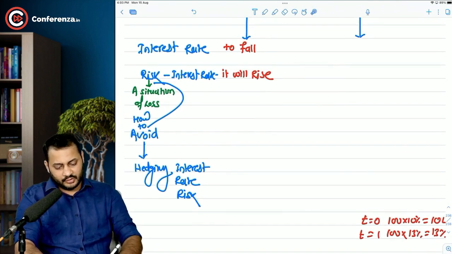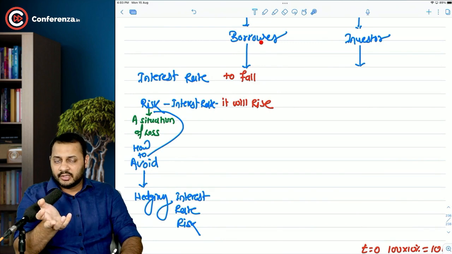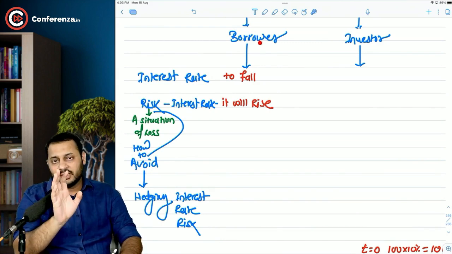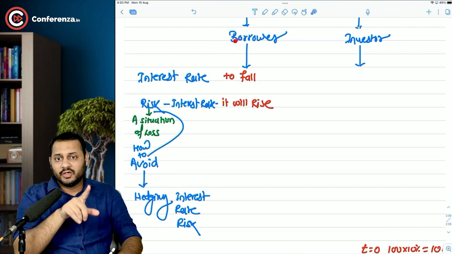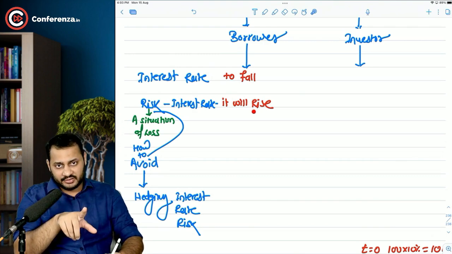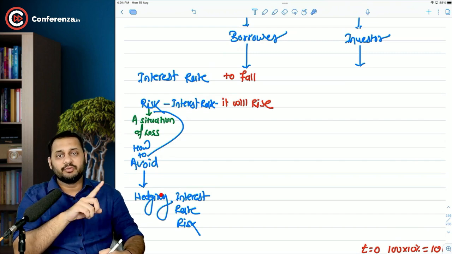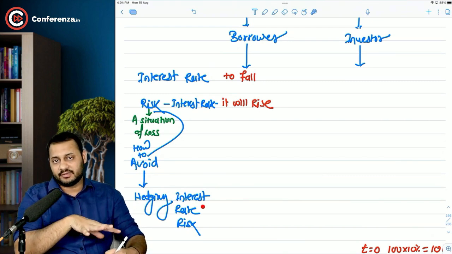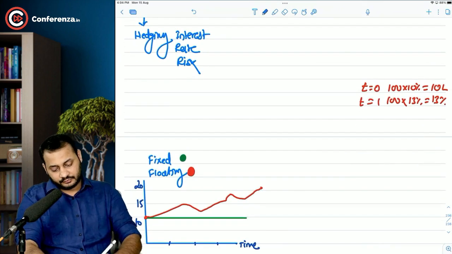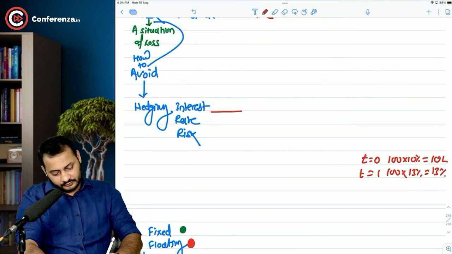Now you tell me, the borrower might take a loan in the coming time, or he already has a loan in his account, and the risk to the borrower is that the interest rate will rise in the future and he will end up paying more interest. That's why he wants to avoid the risk. That means he wants to hedge his position, or hedging against interest rate risk. What are the options available? The very first option available to you is forward rate agreement.